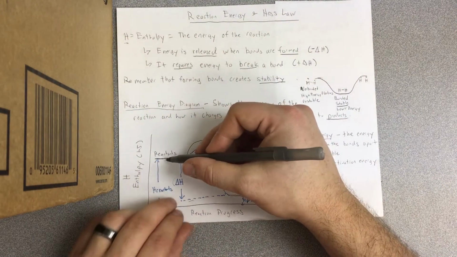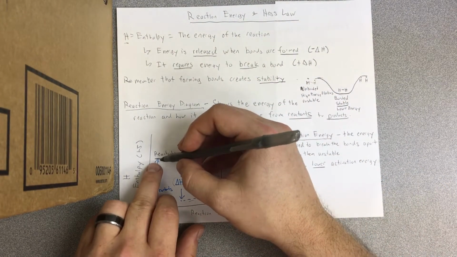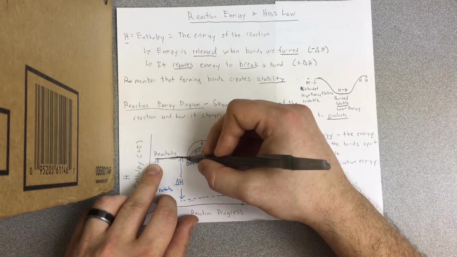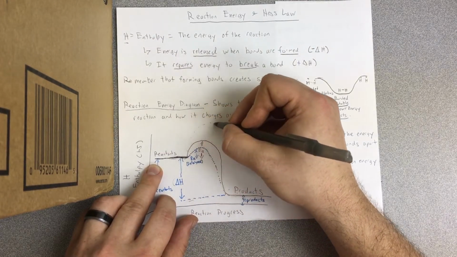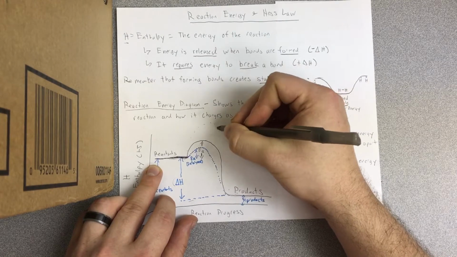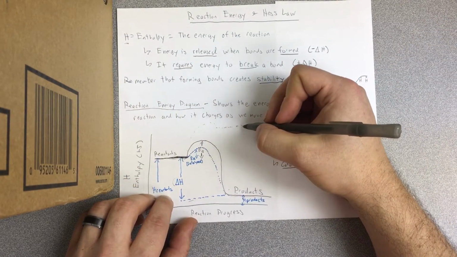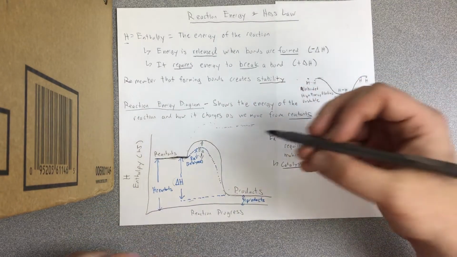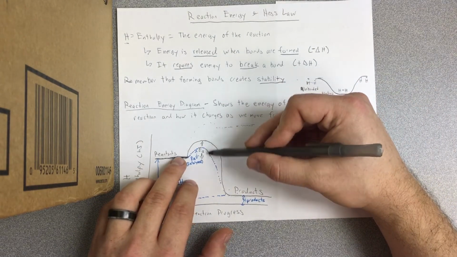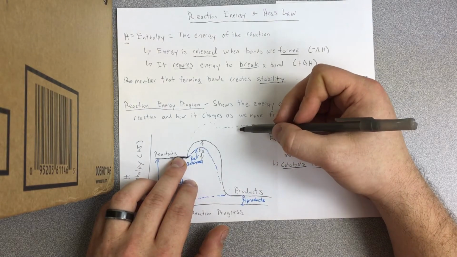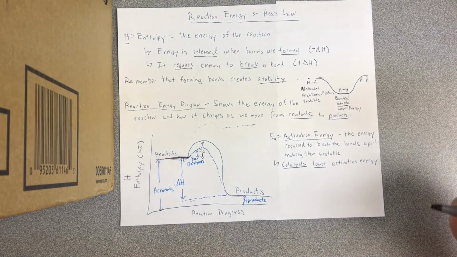We could also have a reaction energy diagram in which our products are more energetic than our reactants, where we could have something like this dotted line I'm drawing, where the products would be up here. That would be an endothermic reaction because you would have to input energy in order to go from reactants to products, because the products have more overall energy than the reactants.